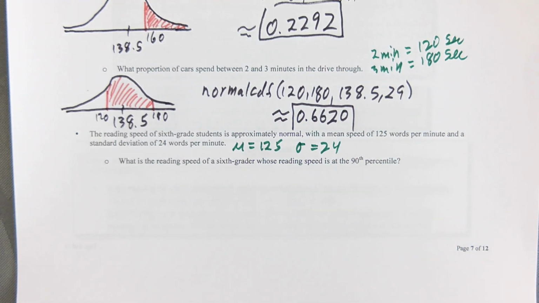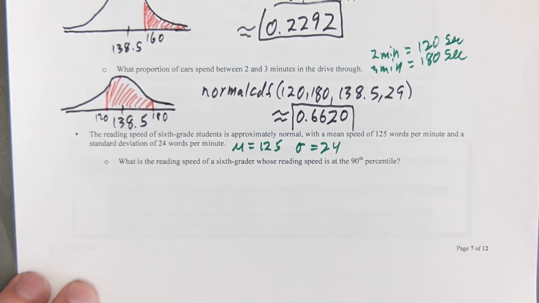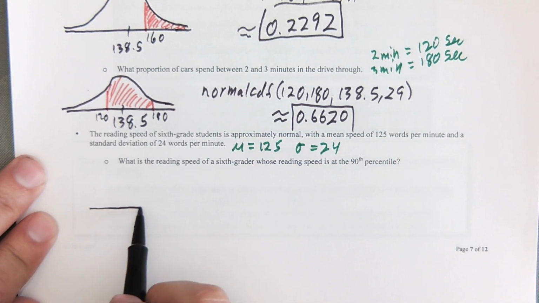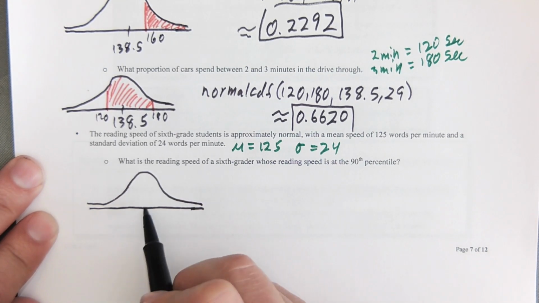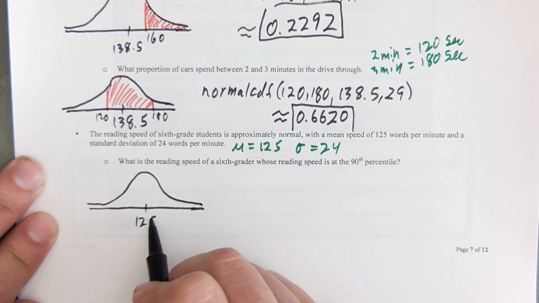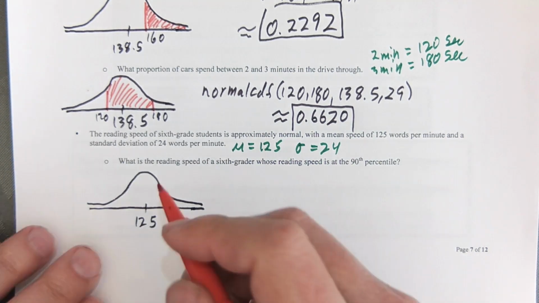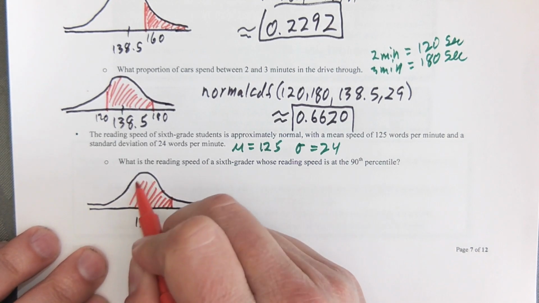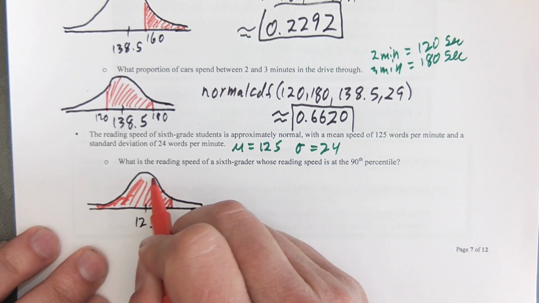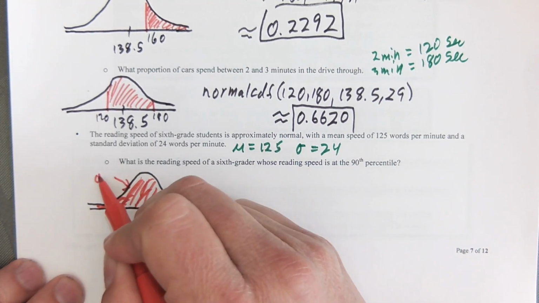So we need to set this up very carefully. If you remember, a 90th percentile means that 90% of the students are below this particular student. What that means for us, again, our mean goes in the middle. 90th percentile, that is definitely going to be way over here, because 90% of the students are going to be slower readers than this one, which means the area in here is 0.9.